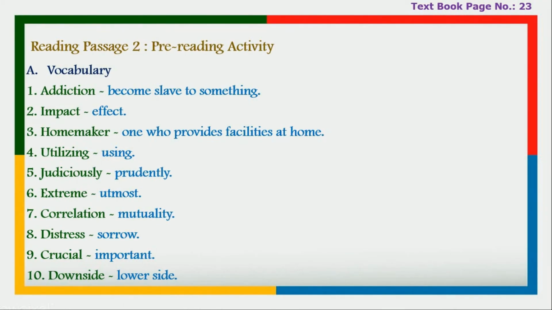Next, reading passage 2. Pre-reading activity. Textbook page number 23. Here, there are some vocabularies given and we want to write the meaning for these vocabularies. Addiction. Answer, become slave to something. Impact. Answer, effect. Homemaker. Answer, one who provides facilities at home.